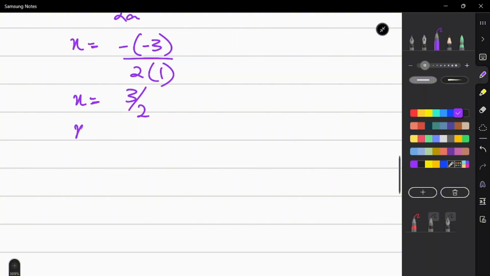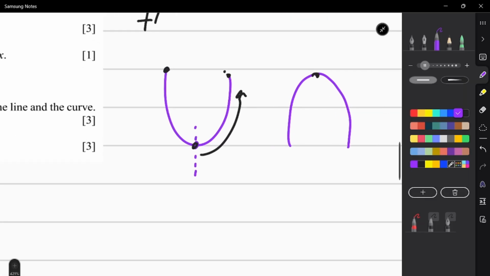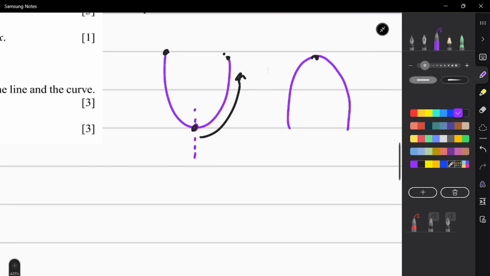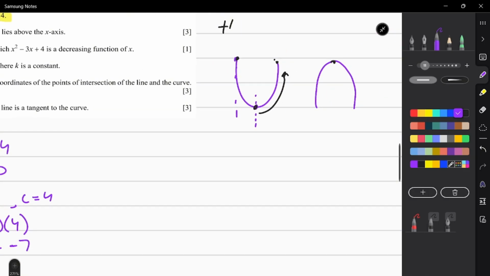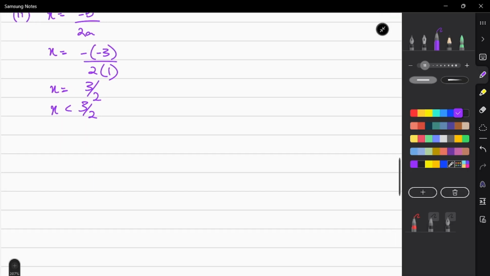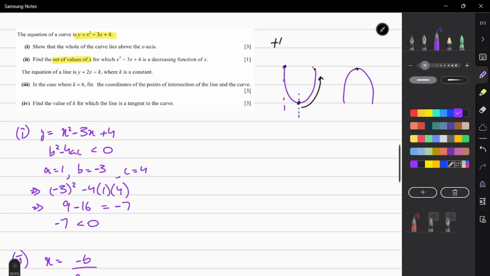So with that, I can say that whenever x is less than 3 upon 2, that is when this curve is going to have a decreasing gradient, because this curve doesn't just stop over here, it actually goes like this. Yeah, something like this. So this curve is just going to keep on going till infinity. So that's why we say that when x is less than this value, it's going to have a decreasing function of x. So this was it for question part 2. Let's move on to the next part.